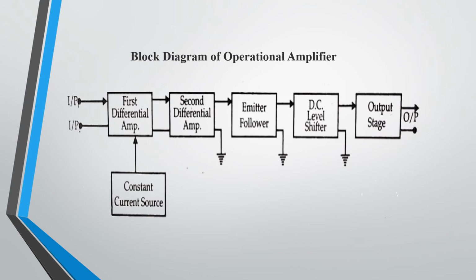Let us discuss the block diagram of operational amplifier. As shown in this block diagram, there are 5 blocks. First differential amplifier, second differential amplifier, emitter follower, DC level shifter, output stage. Now for the first block, constant current source is applied. There are 2 input conditions as earlier mentioned. One is for inverting input and one is for non-inverting input. Output will be collected after this output stage. Now let us discuss in detail function of each block.